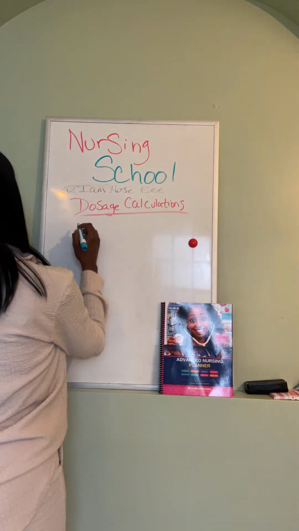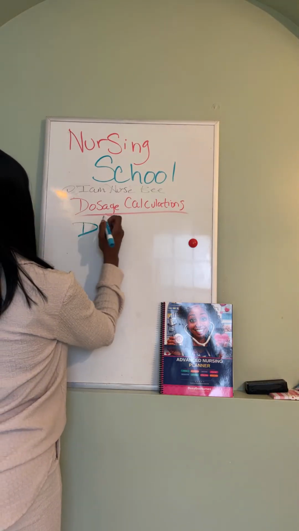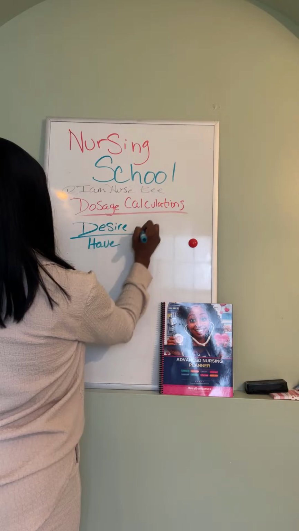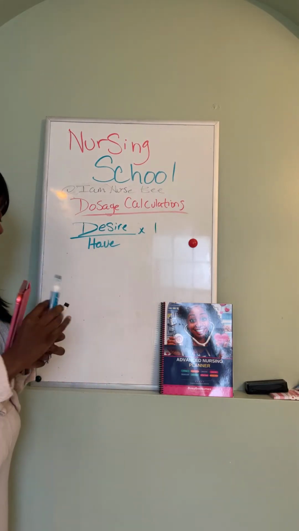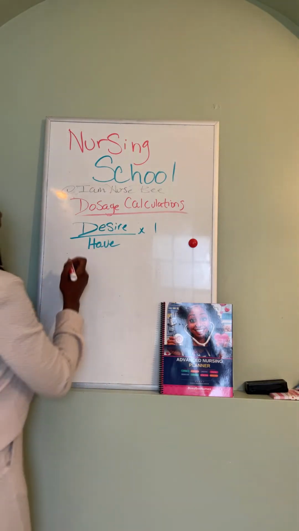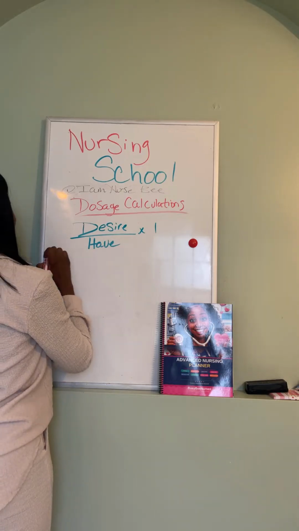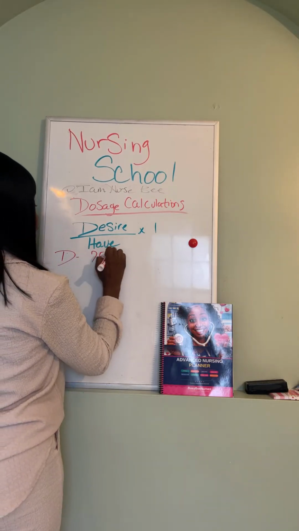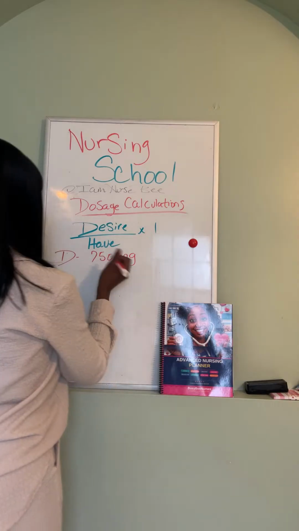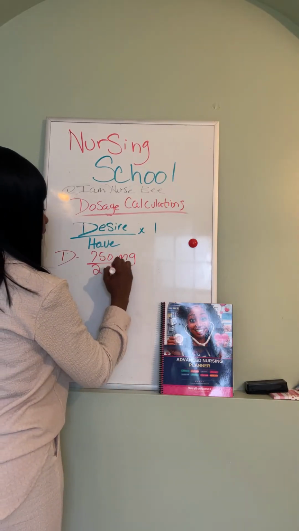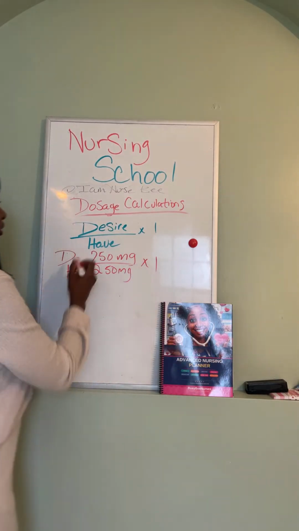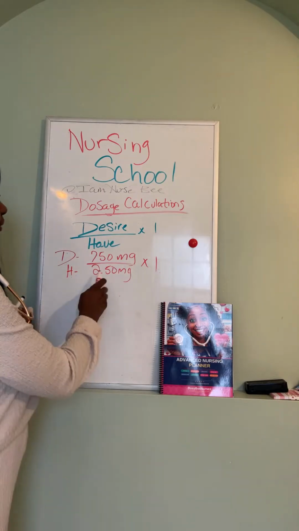So we're going to use desired over have, times 1. Your doctor put the order in for 750 milligrams, and then we're going to use 250 again. We only have 250 milligrams of this medication that you're asking for. This is what the doctor wants. This is what it comes in.